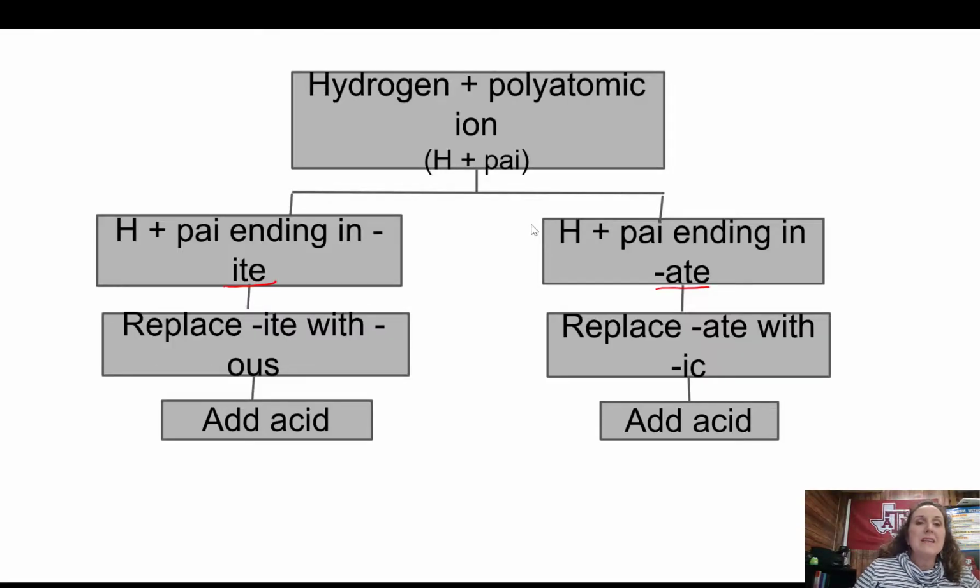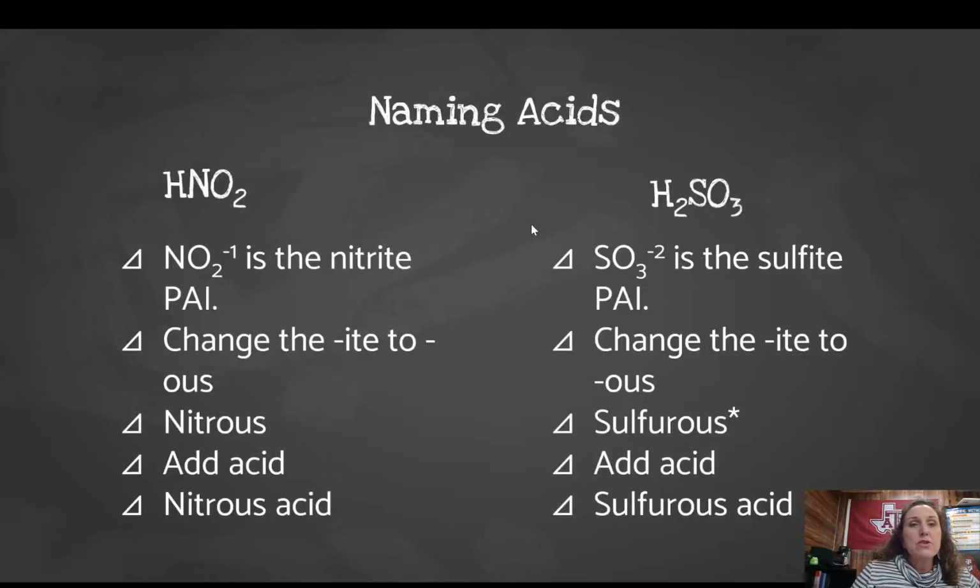So, if it ends in ITE, you replace ITE with OUS and add acid. If it ends in ATE, you replace it with IC and add acid. So again, use your chart. So HNO2. So this is the hydrogen, and then this is your polyatomic ion.